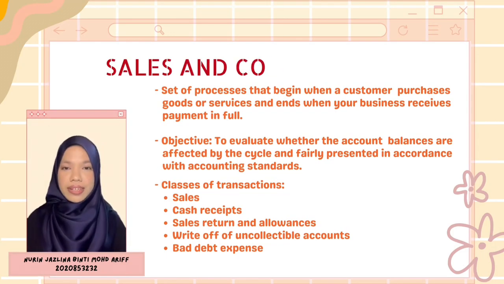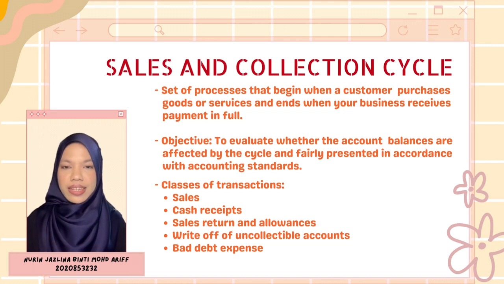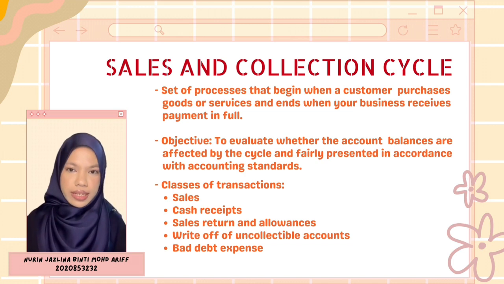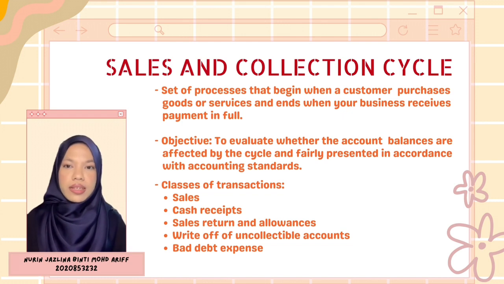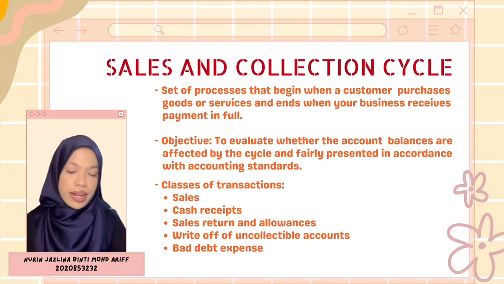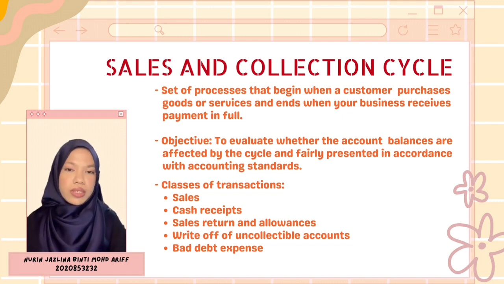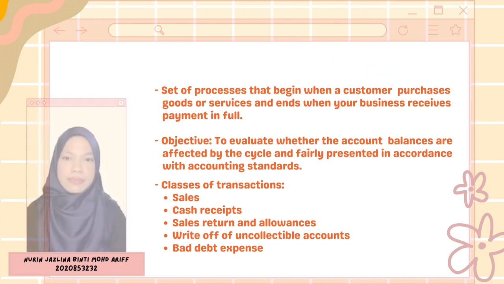Before we go further, firstly, we need to know what is the sales and collection cycle. Sales and collection cycle in a business refers to the set of processes that begin when a customer purchases goods or services and ends when your business receives payment in full. The objective of sales and collection cycle is to evaluate whether the account balances are affected by the cycle and fairly presented in accordance with accounting standards. There are 5 classes of transactions under this cycle, which are sales, cash receipts, sales return and allowance, write-off of uncollectible accounts, and bad debts expenses.